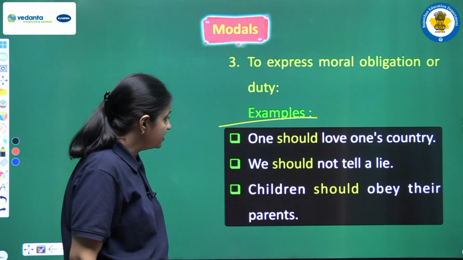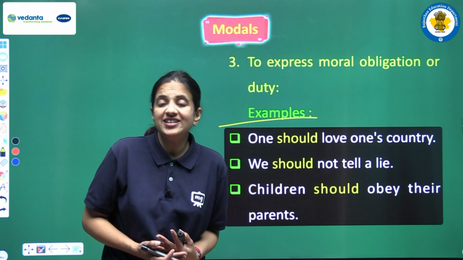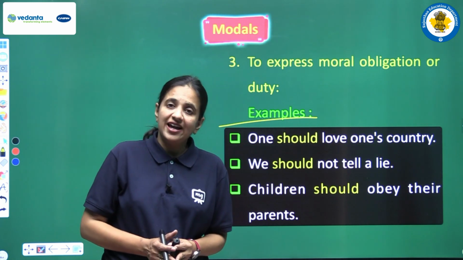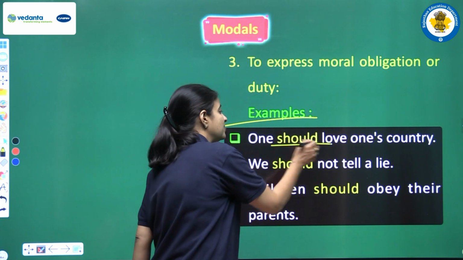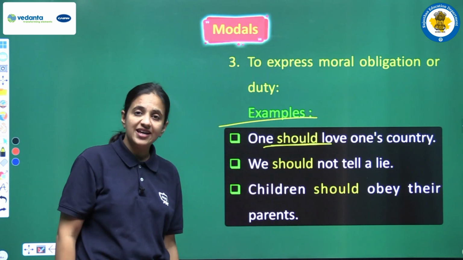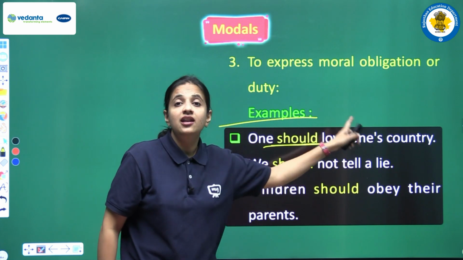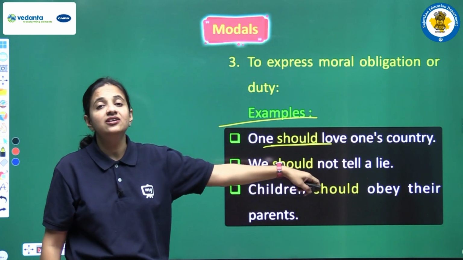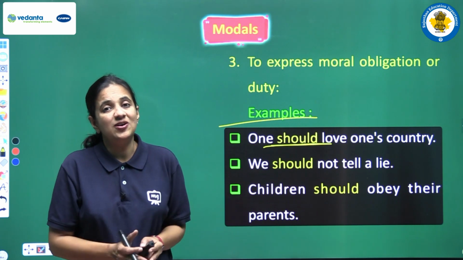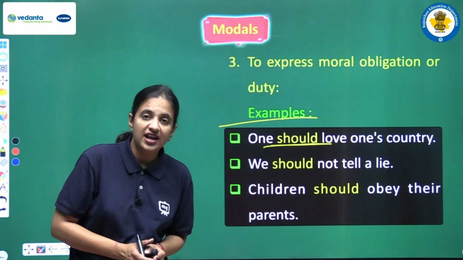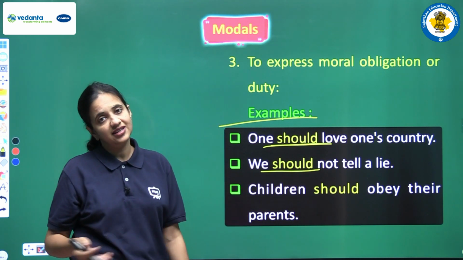The first sentence is, one should love one's country. So it is our moral duty, it is our moral responsibility that we should love, we should care for our country, right? So this is the reason we are using should here in this sentence. Similarly, we are having here, we should not tell a lie. So again, this is something related with our moral duties, related with our moral responsibilities, that we should not tell a lie. So this is the reason we are using should here in the sentence.